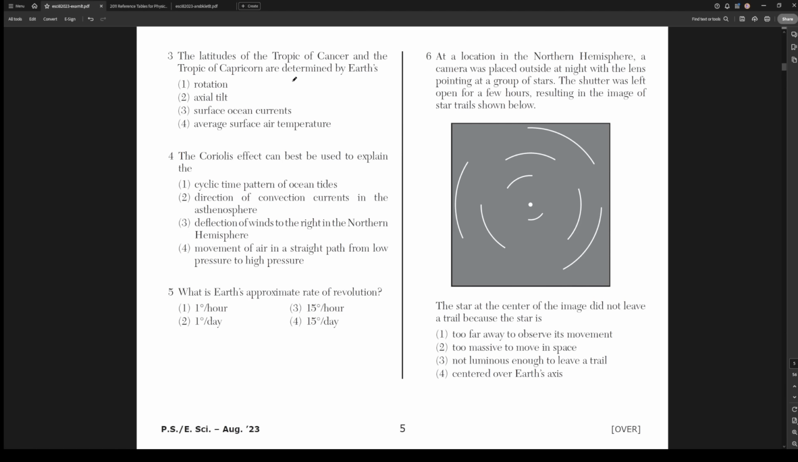Alright, number 3. The latitudes of the Tropic of Cancer and Tropic of Capricorn are determined by what? Alright, so the latitude is going to be 23.5 degrees north for Tropic of Cancer and 23.5 degrees south. So that's going to correspond with the tilt of the Earth. The Earth is tilted about 23.5 degrees on its side, right there.